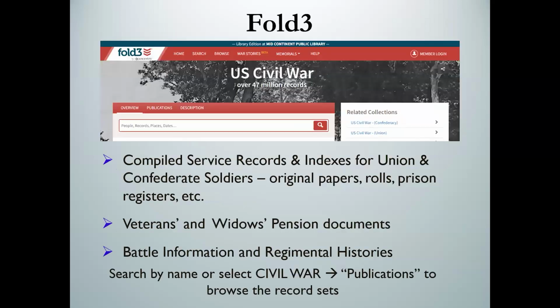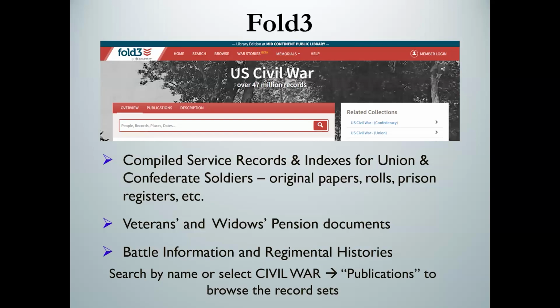So Fold 3, that is what the top of the screen looks like. If anyone's familiar with Fold 3, if you go on, you have all these different squares with all the different conflicts. Civil War has 3. They have the Civil War, then they have Civil War Union or Civil War Confederate. So if you already know you're looking for Union records, you kind of skip the U.S. Civil War and go to the U.S. Civil War, the Union section, and it will give you the publications and things there.